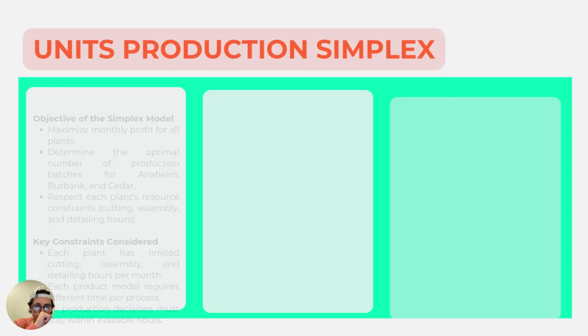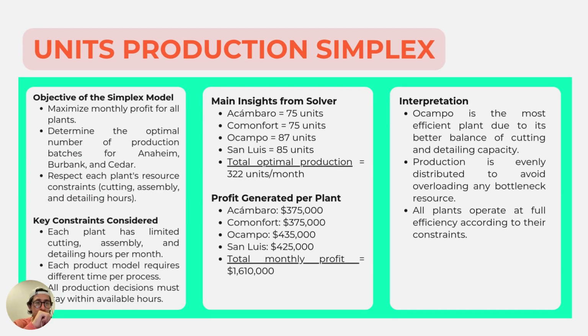Now, units production simplex results. After running Solver, we obtained the following optimal production quantities: Acambaro 75 units, Comonfort 75 units, Ocampo 87 units, and San Luis 85 units. In total, 322 units per month.